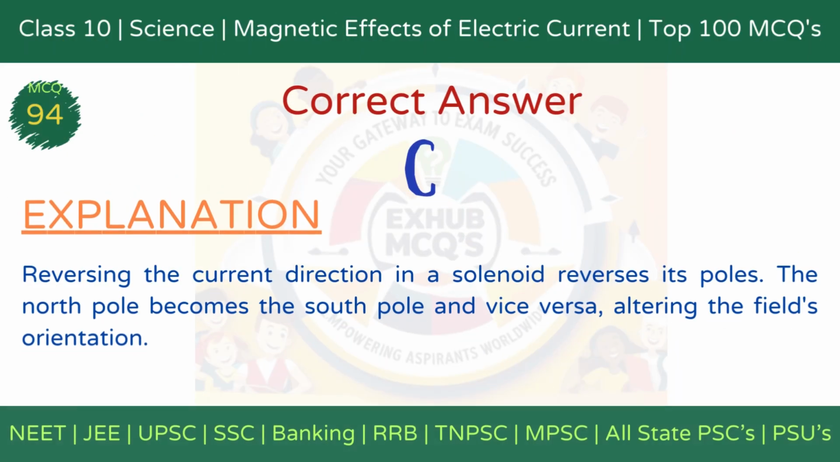The correct answer is option C. The poles of the solenoid reverse. Explanation. Reversing the current direction in a solenoid reverses its poles, changing the north pole to south and vice versa, which alters the magnetic field's orientation.